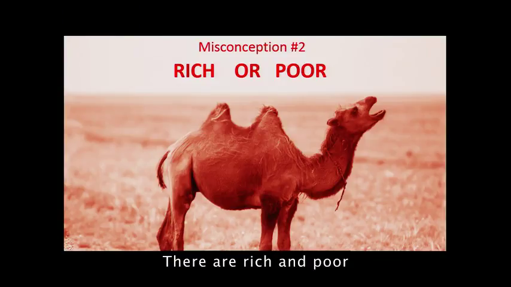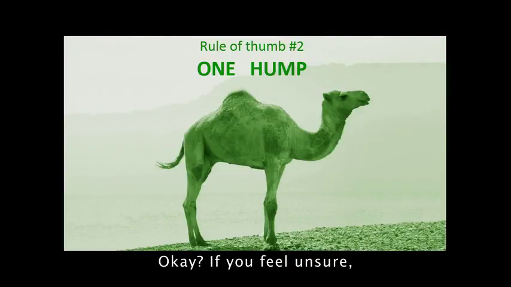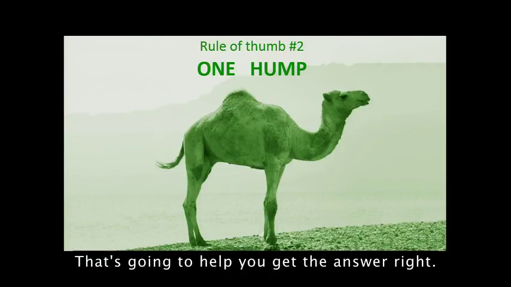Okay, there are rich and poor, and the gap is increasing. It's a terrible inequality. Yeah, it's an unequal world, but when you look at the data, it's one hump, okay? If you feel unsure, go for the most people are in the middle, okay? That's going to help you get the answer right.